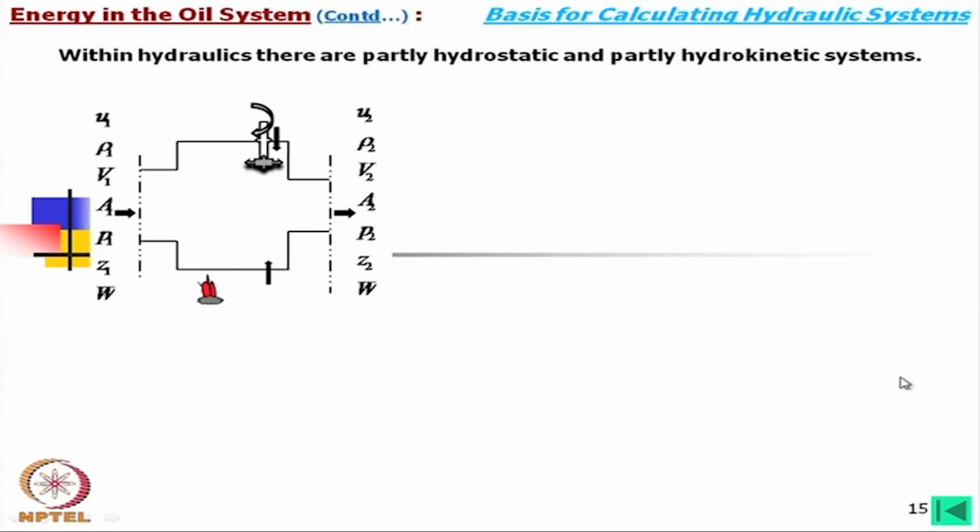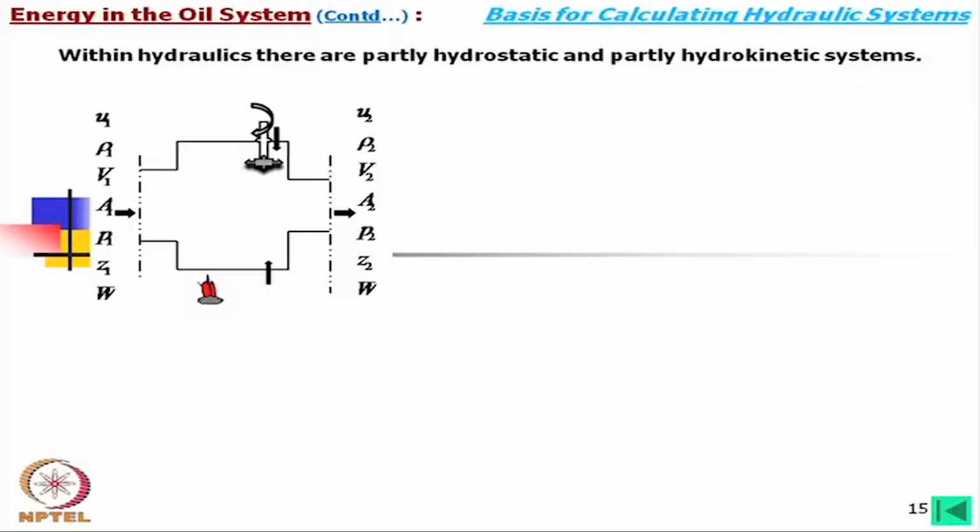Within hydraulics, there are partly hydrostatic and partly hydrokinetic systems. If we consider a fluid power system, usually inside the pump performance some part is hydrokinetic, and once it is hydrokinetic you have to consider the kinetic energy of the fluid, that is, the energy due to its velocity. On the other hand, when we reach the hydrostatic parts, we can neglect that part and consider only the pressure force there.